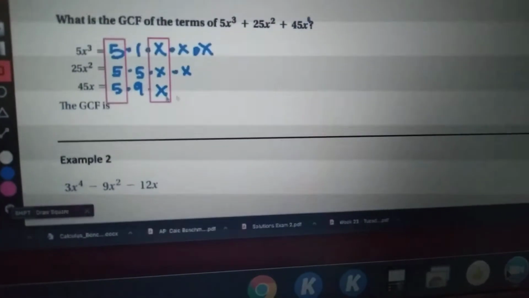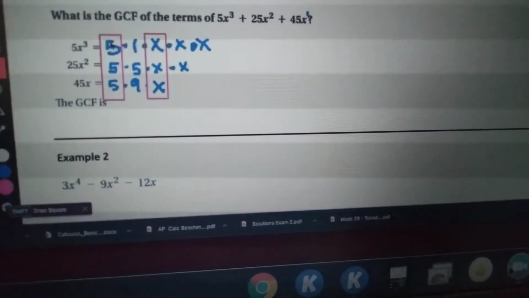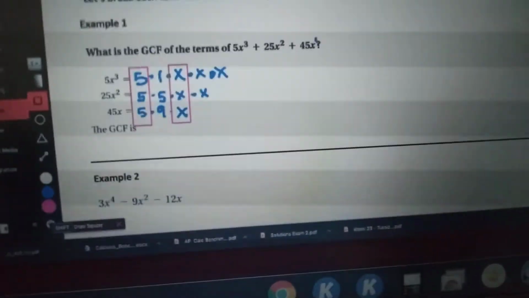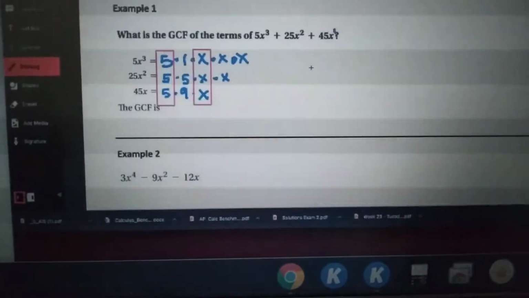So guess what? My GCF has to be 5 times x. So now I come over here and I'm going to write 5.